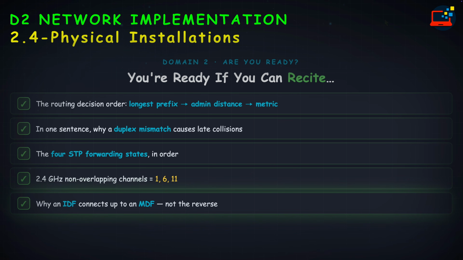prefix, then administrative distance, then metric. If you can explain in one sentence why a duplex mismatch causes late collisions. If you can name the 4 STP forwarding states in order. If you can recall that non-overlapping channels in 2.4 GHz are 1, 6, and 11, and if you can explain why an IDF connects to an MDF and not the other way around.